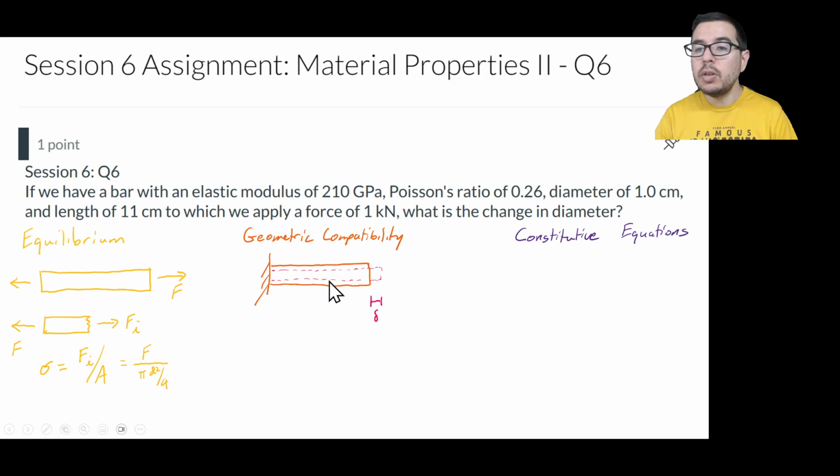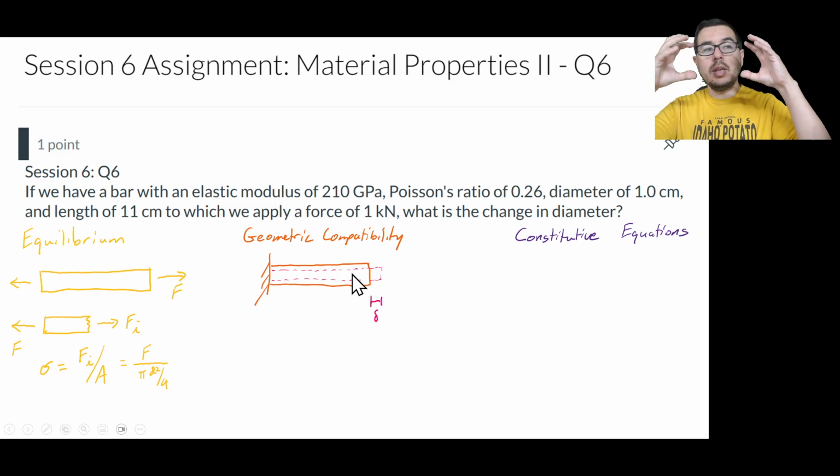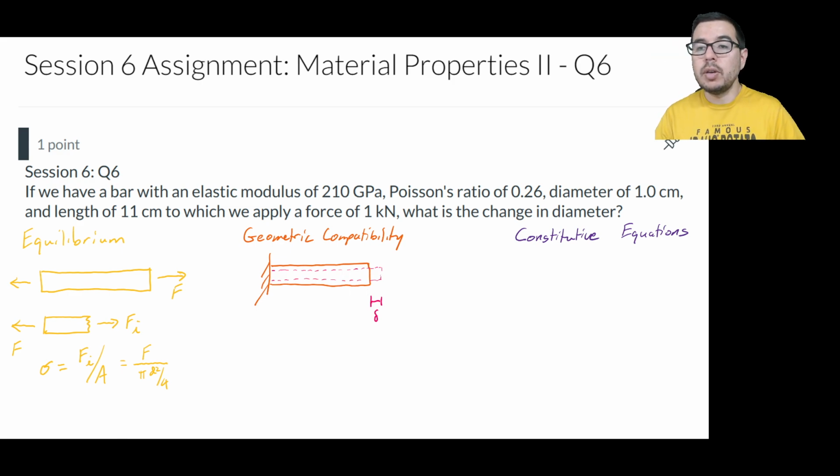For geometric compatibility, we have that force pulling this bar under tension, and the bar itself is going to extend, like we see here, by some amount delta. Because we have a Poisson's ratio playing a role here, the diameter is going to shrink. So you see that this bar is going to get a little bit smaller in its diameter.